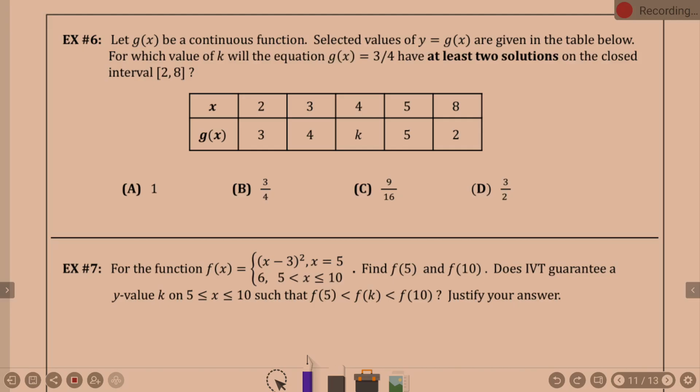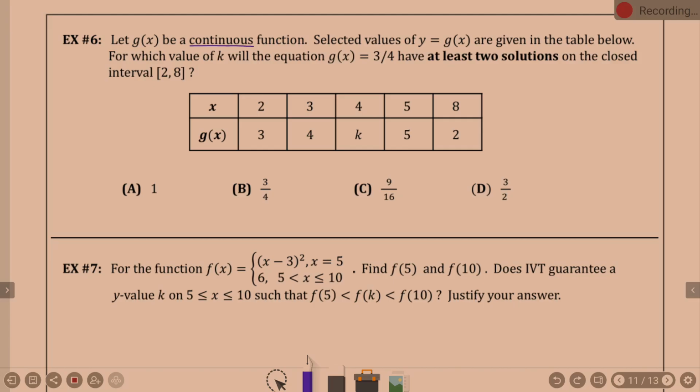Okay, you ready to try and dissect this? Sure. I was trying to give you guys a moment, there's a lot to take in here. First of all, are we still using IVT? Yeah, they start off right off the bat with continuous, okay? Now, selected values of g(x) are given.